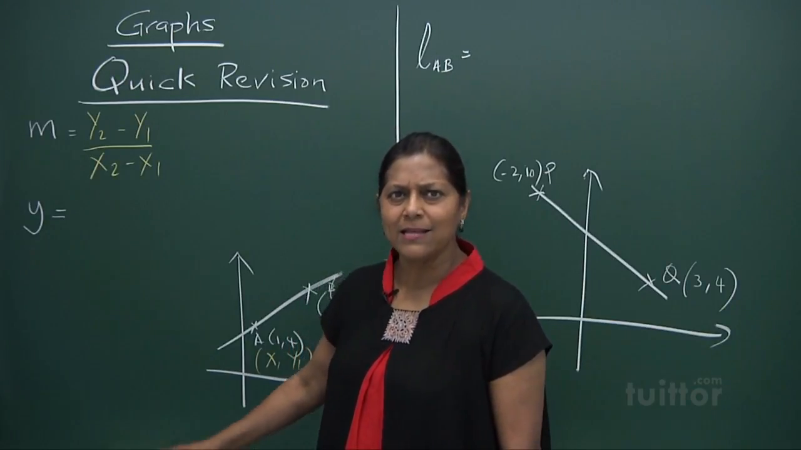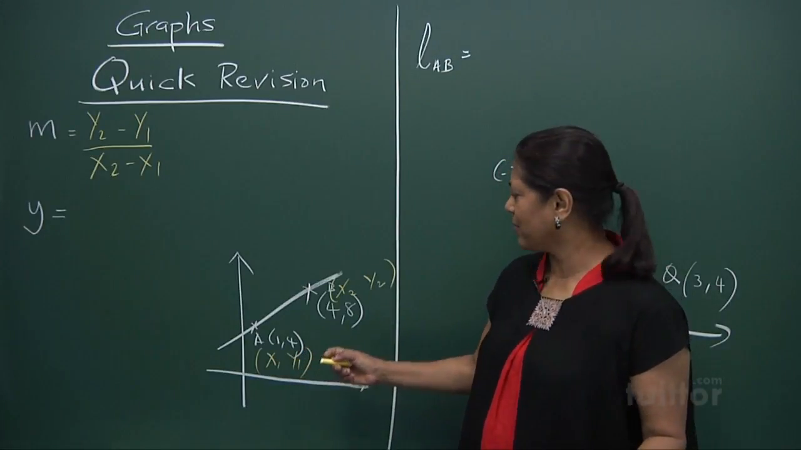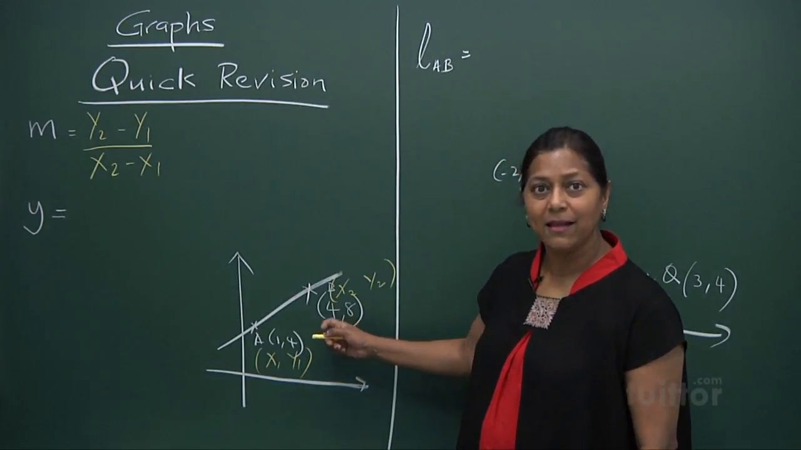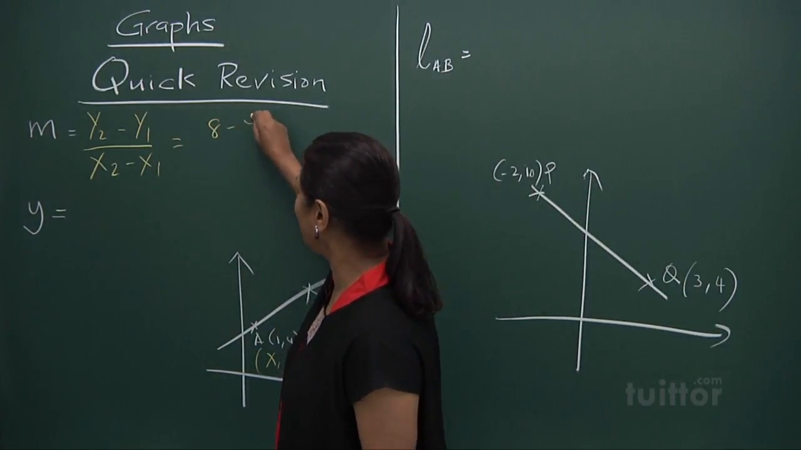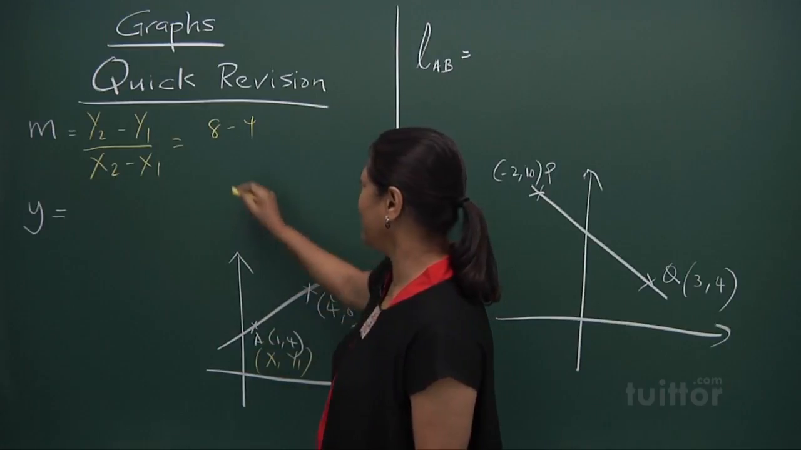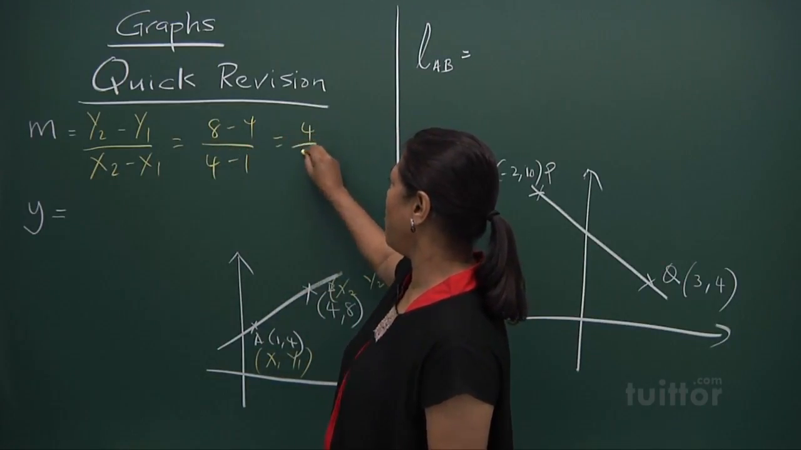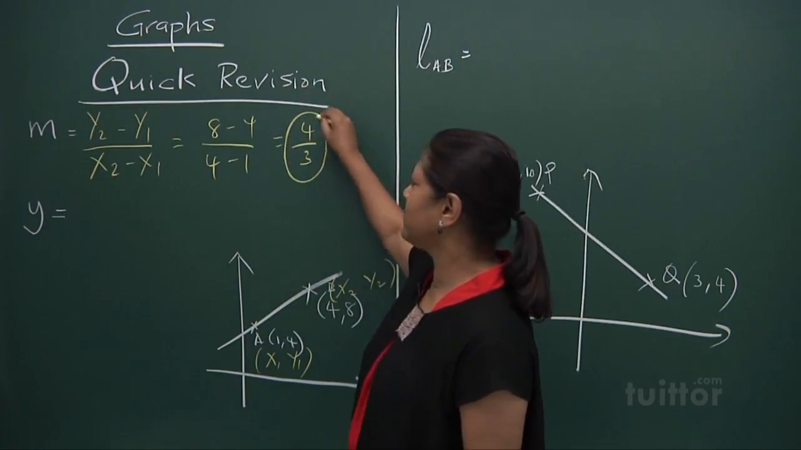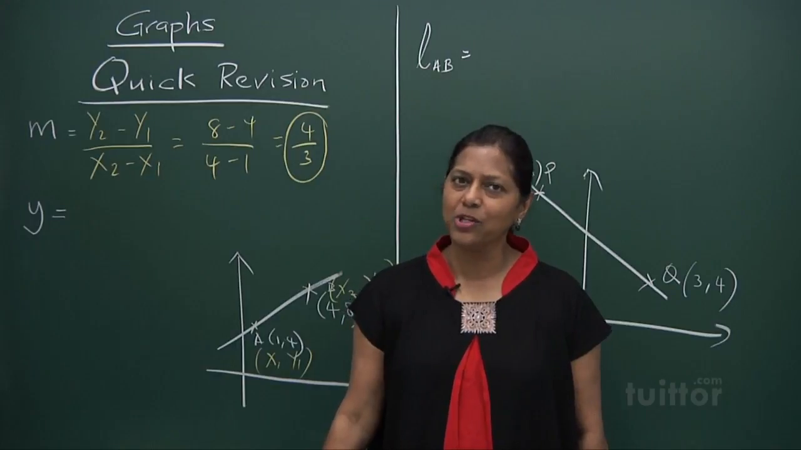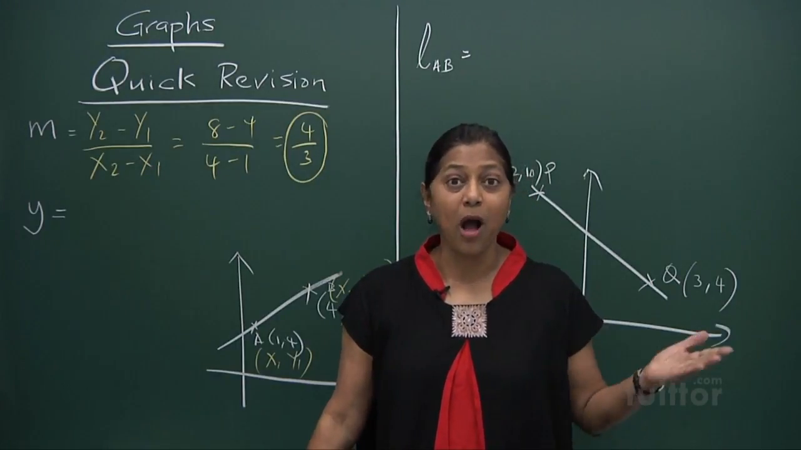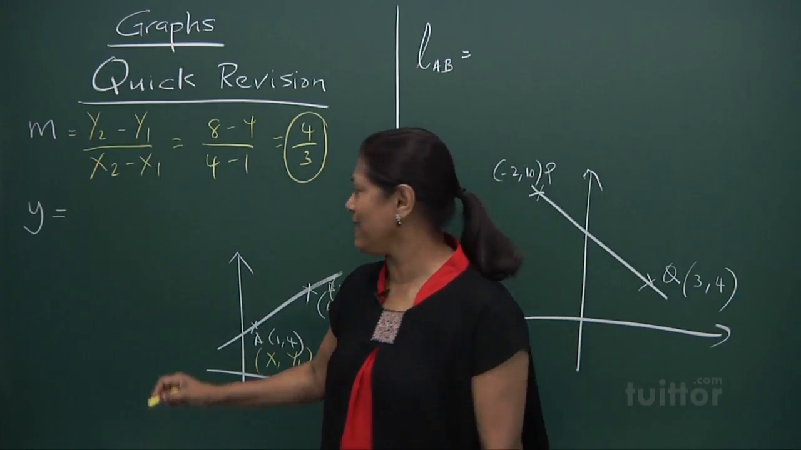Now very quickly, let's get through this. If you look at this, how do you find the gradient? It will be 8 minus 4, right? And it will be 4 minus 1. And you will get 4 over 3. This is the gradient. And having got the gradient, to get the equation of the line, we know that y equals mx plus c.